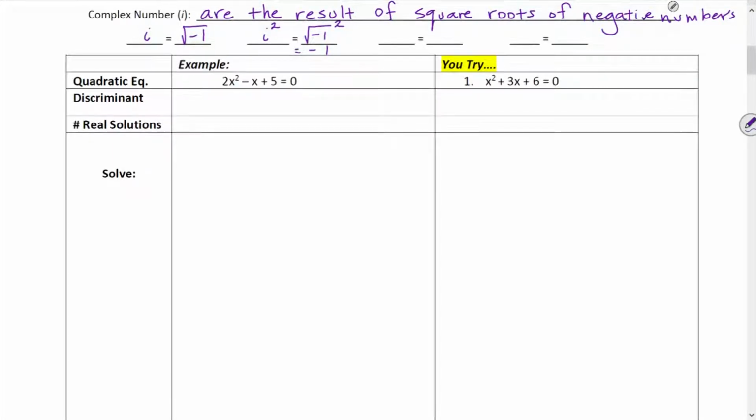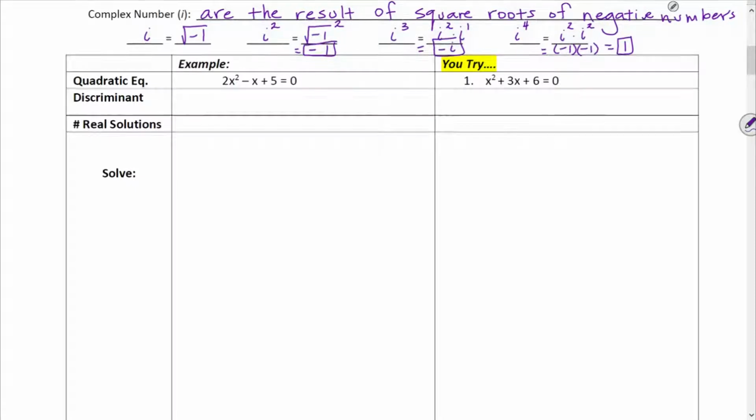Okay, now i cubed, the best way to think about this is it's really i squared times i, right? And i squared is -1, and so we get negative i. So i cubed is negative i. And i to the fourth, the best way to think about that one is to think of it as i squared times i squared, which is -1 times -1, which is +1.